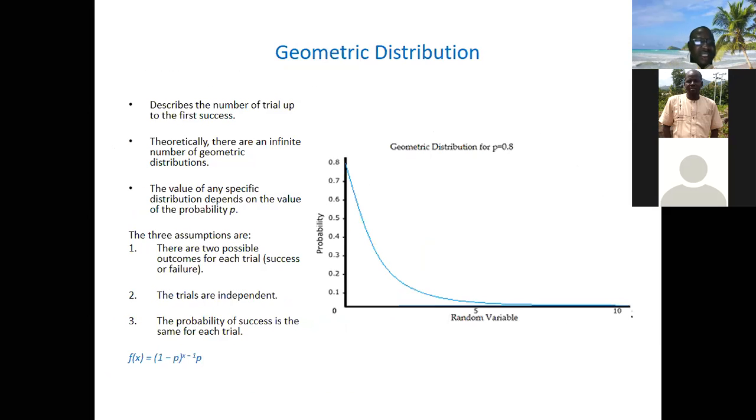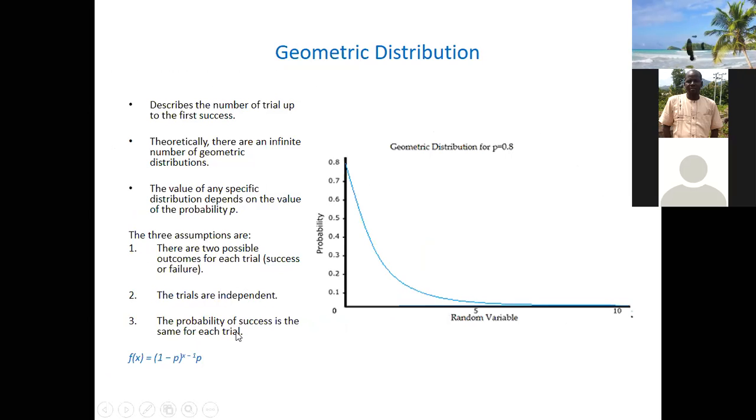So the assumptions in the geometric distribution: there are two possible outcomes for each trial, success or failure. So it's close, it's just like binomial, success or failure. How is it different? The trials are independent. Yes, in binomial, the trials are independent. The probability of success is the same for each trial.